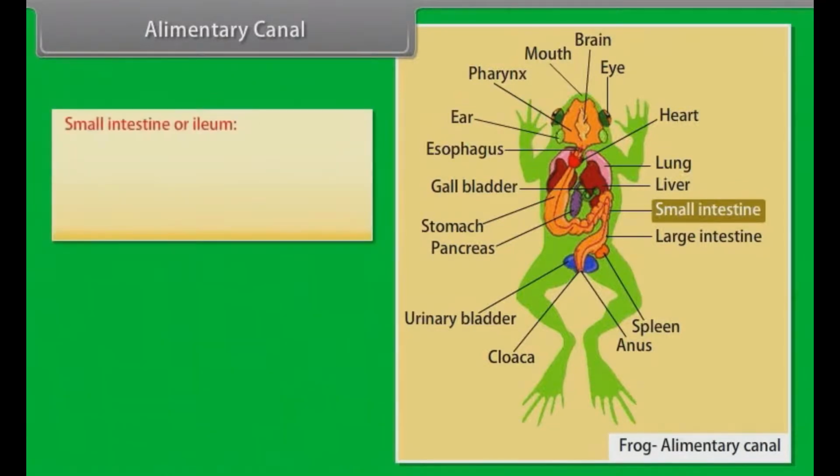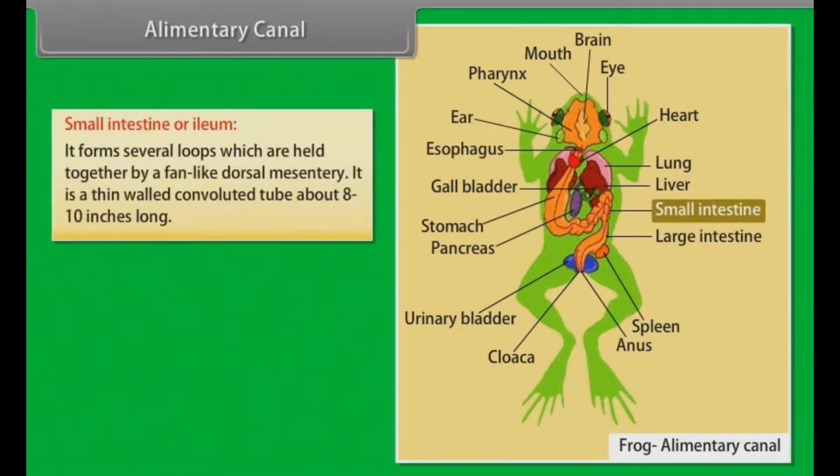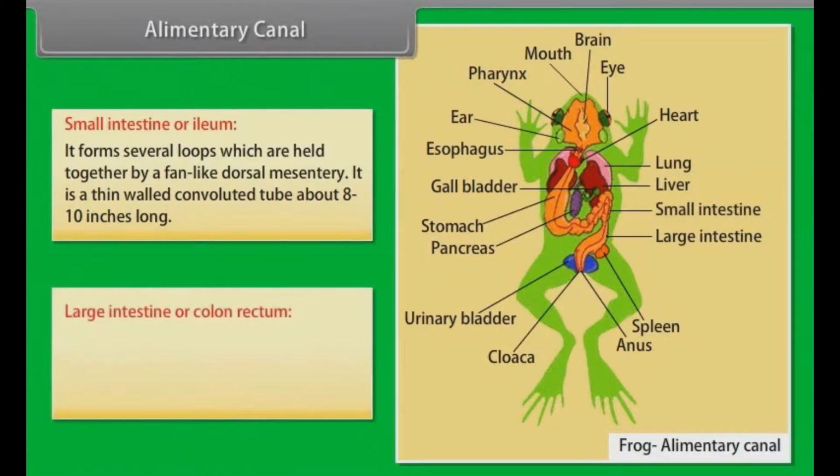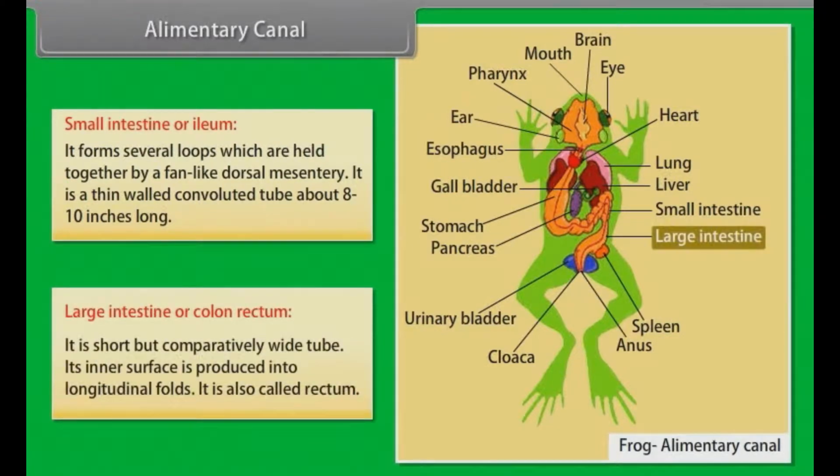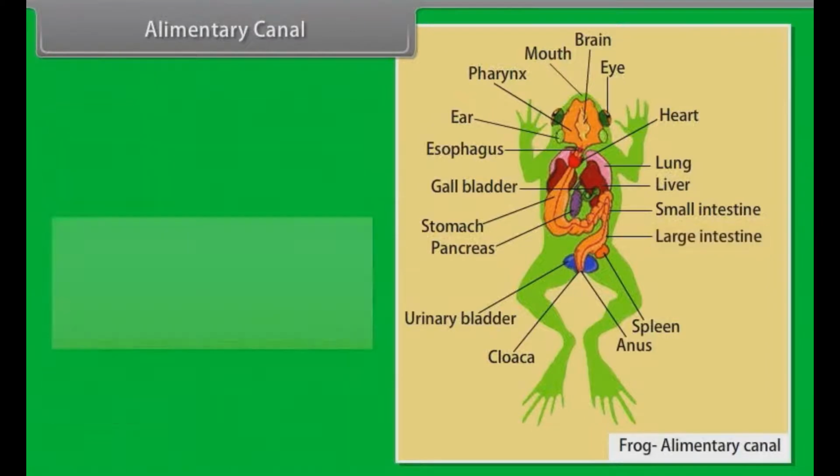Small intestine or ileum. It forms several loops which are held together by a fan-like dorsal mesentery. It is a thin-walled, convoluted tube about 8 to 10 inches long. Large intestine or colon rectum. It is a short but comparatively wide tube. Its inner surface is produced into longitudinal folds. It is also called rectum.